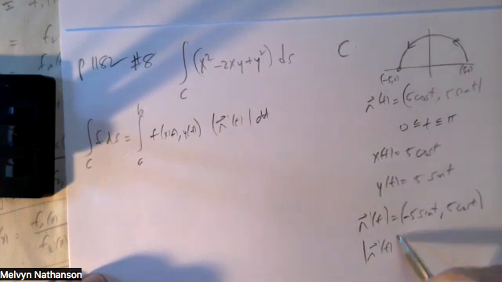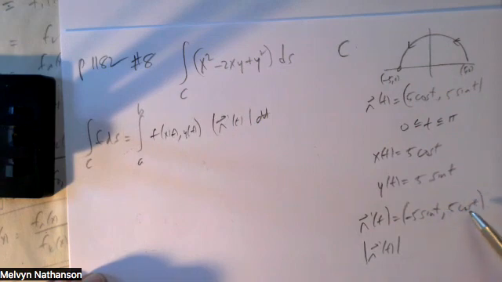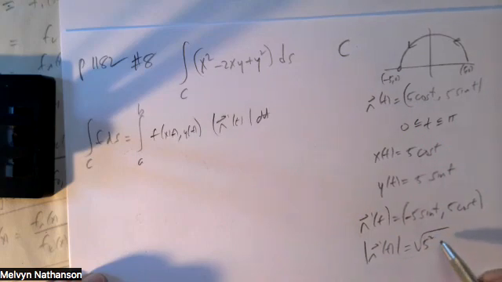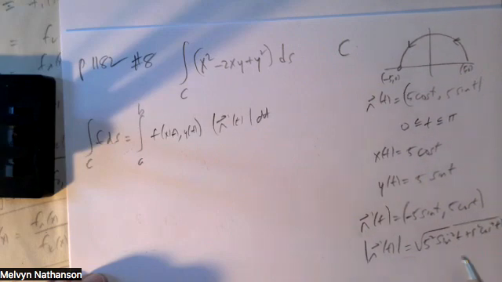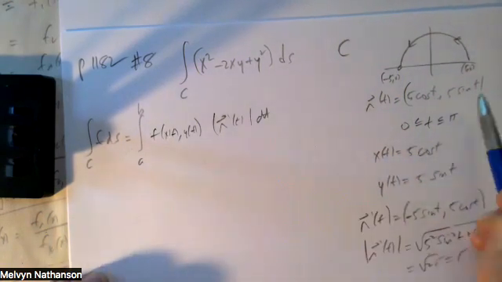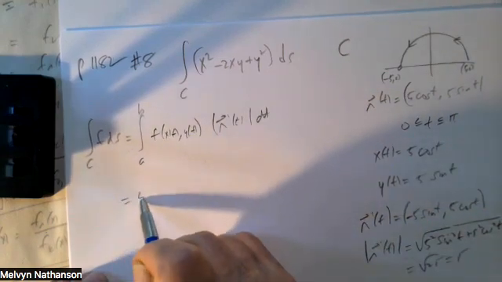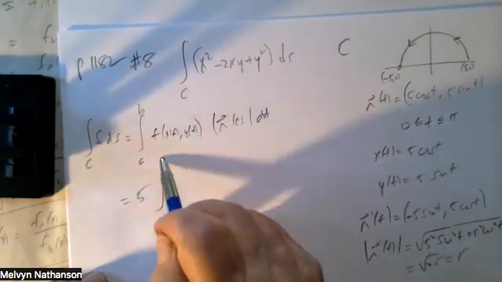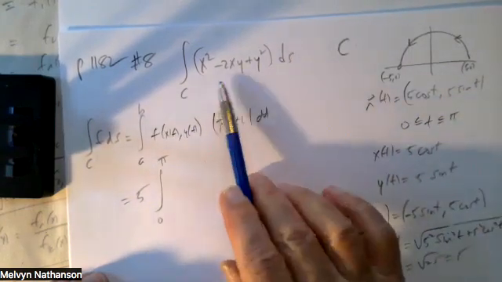The length of this vector is the square root of the sum of the squares of the coordinates. It's the square root of 5 squared sine squared t plus 5 squared cosine squared t. That's 5 squared, or 25, times sine squared plus cosine squared. That's the square root of 25, or just 5. So the magnitude of the tangent vector is just 5, and t goes from 0 to pi. So this is 5 times the integral from 0 to pi of x squared minus 2xy plus y squared.